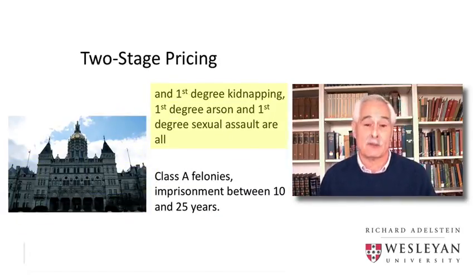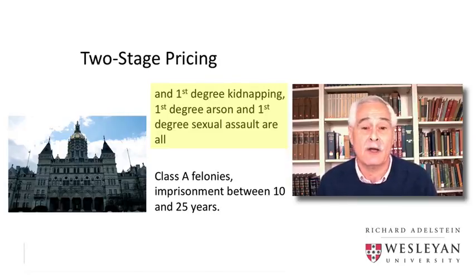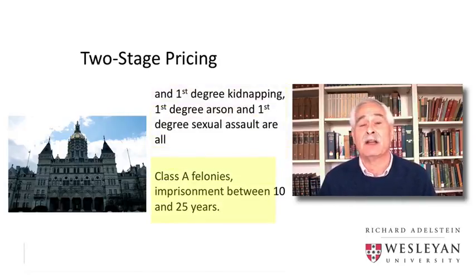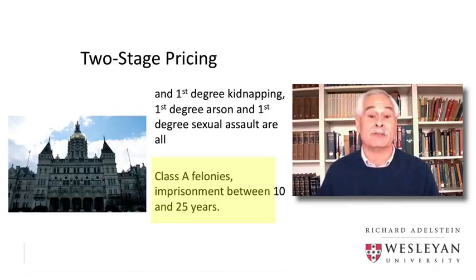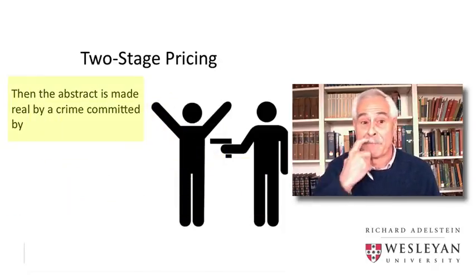And finally, we get to the Class A felonies, crimes such as first-degree kidnapping, first-degree arson, and first-degree sexual assault, all of which are Class A felonies subject to imprisonment between 10 and 25 years. And once again, once the crime is committed and the circumstances are laid before the sentencing authority, then moral costs can be measured more accurately and some term between 10 and 25 years selected as the liability price for any given person who's been convicted of a Class A felony.